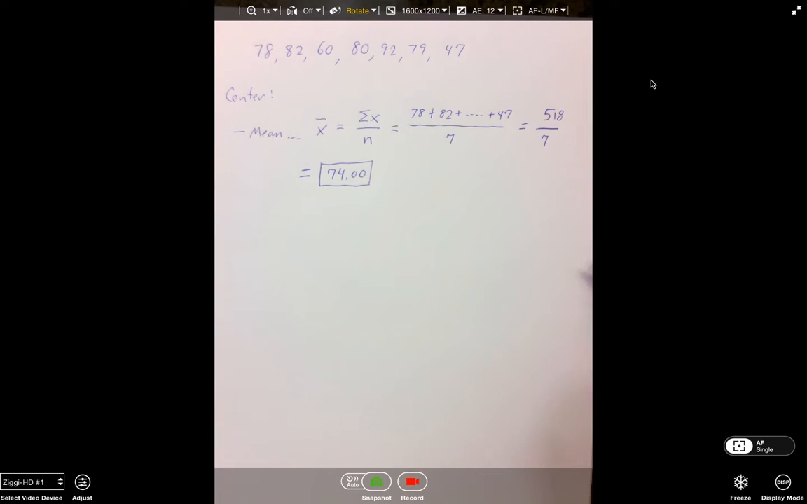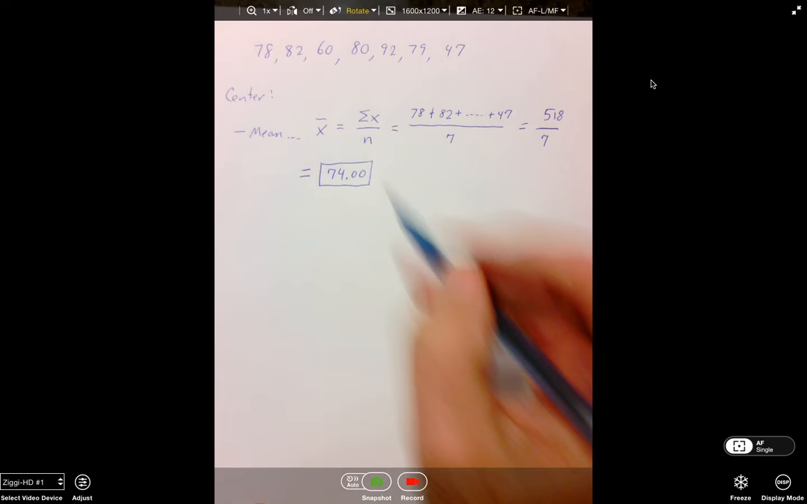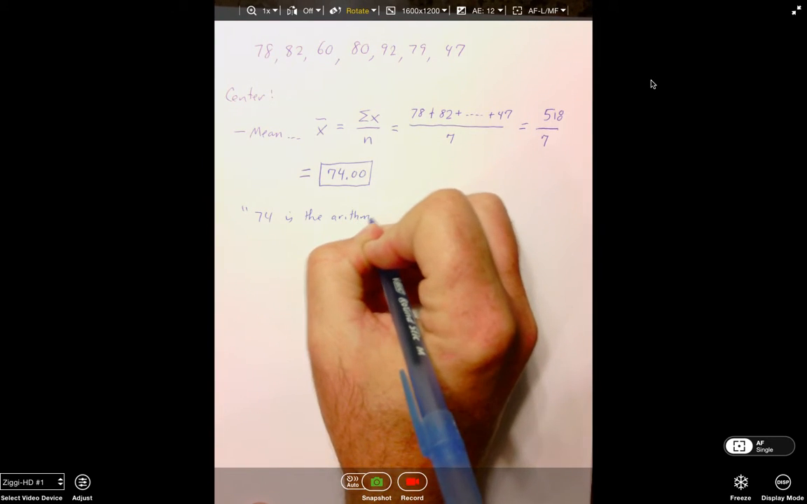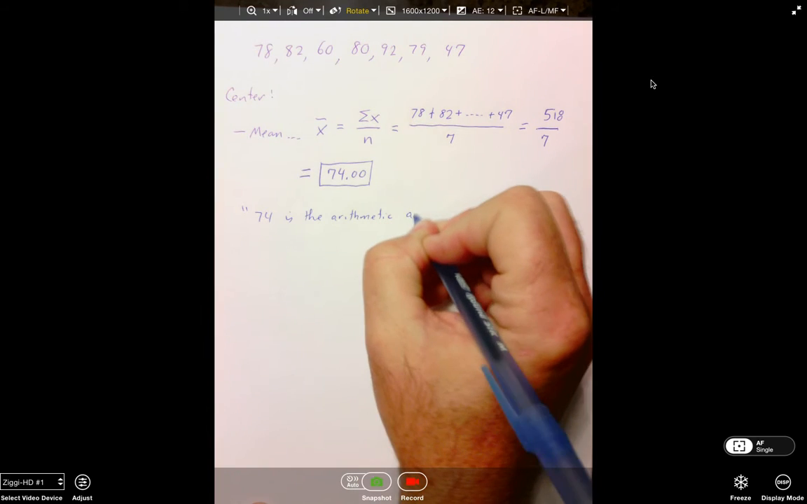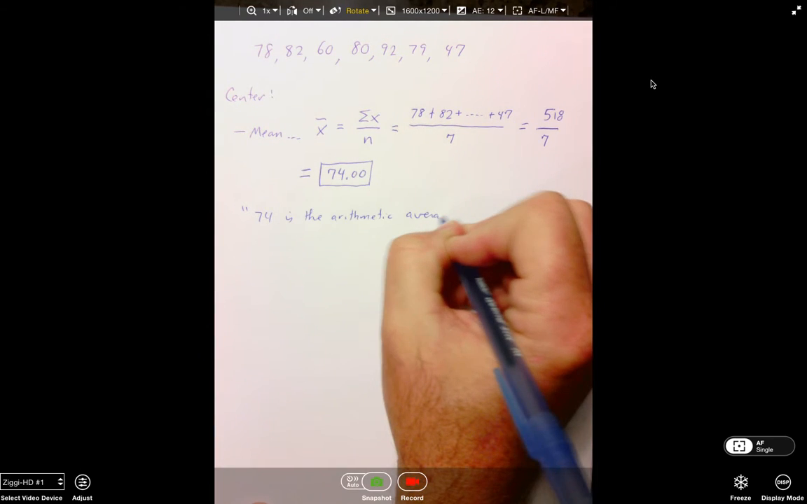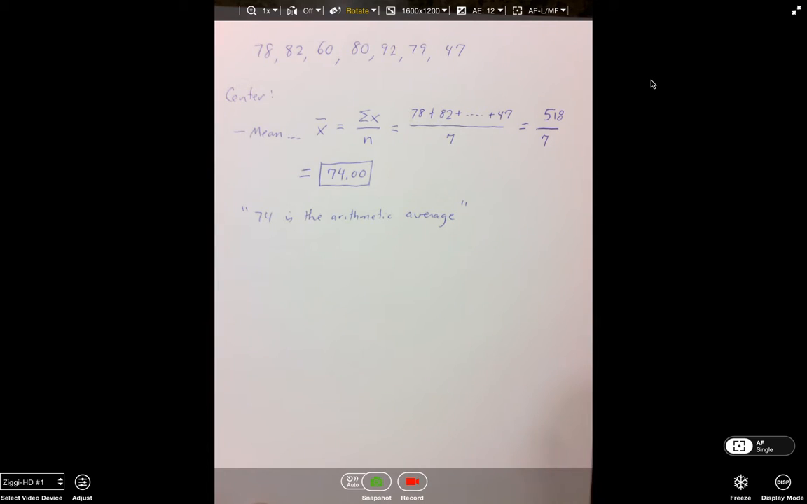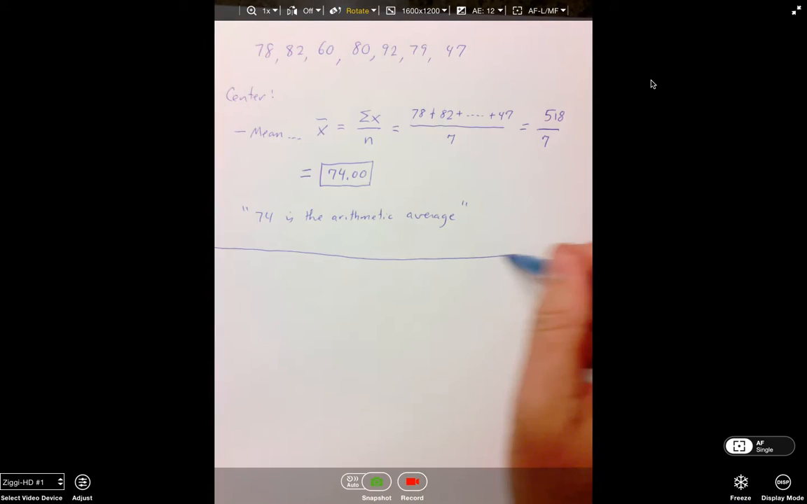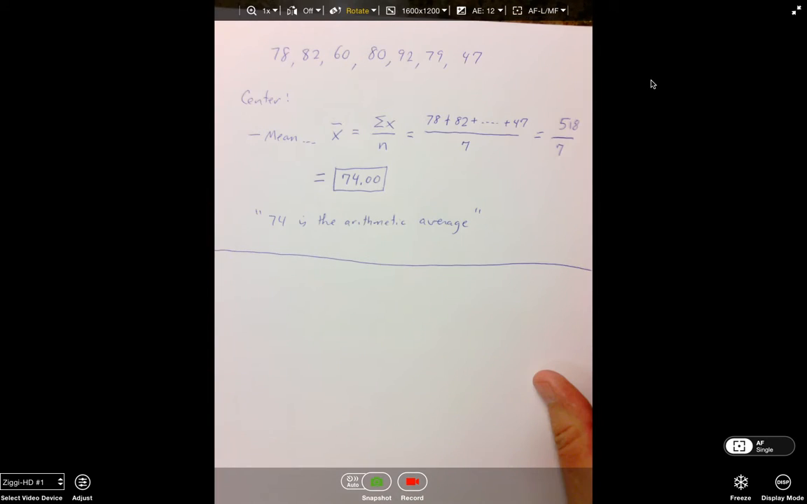So all we would say here is 74 is the arithmetic average. That's all we would say. See, gang, statistics doesn't have to be hard. It can be easy, but it will get kind of hard.